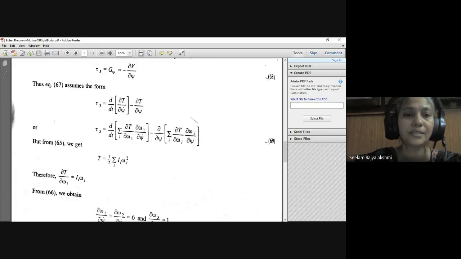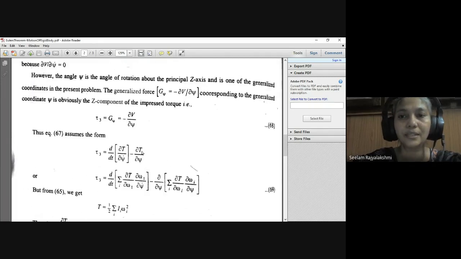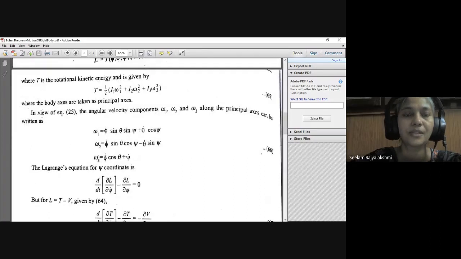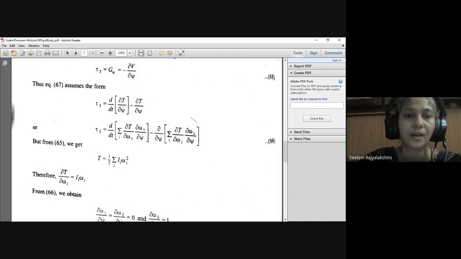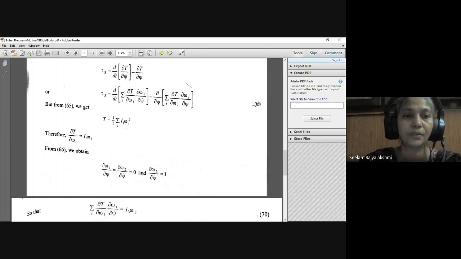But from equation 65, the rotational kinetic energy T equals half of I1 omega 1 squared plus I2 omega 2 squared plus I3 omega 3 squared. That means we can write equation number 65 as T equals half the sum over i of I i omega i squared. Therefore, dou T by dou omega i equals I i omega i.